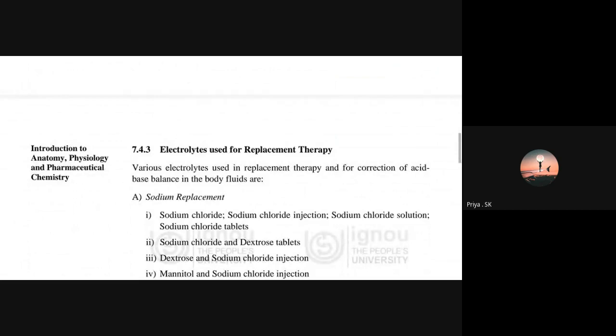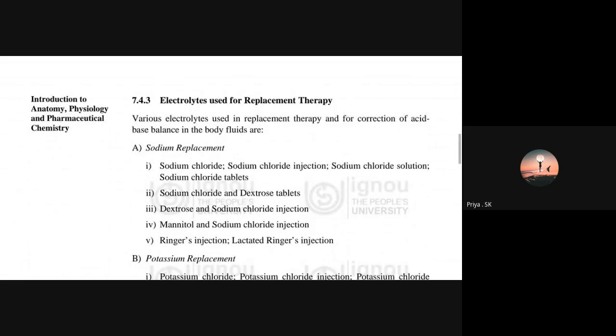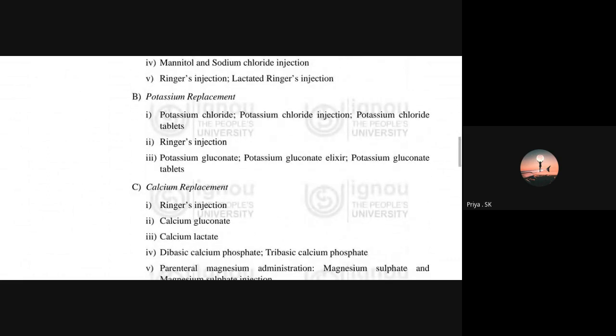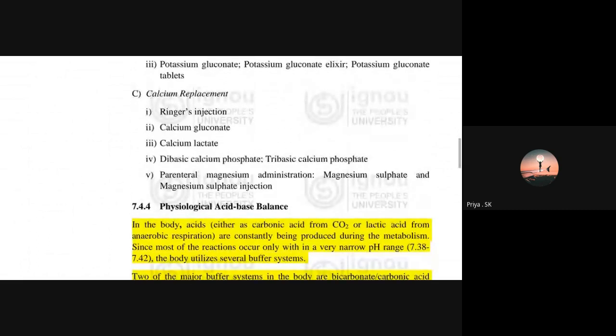Now, electrolytes used for replacement therapy, some examples are sodium replacement by different sodium compounds, or potassium replacement by some potassium compounds, calcium replacement by Ringer's injection or calcium gluconate and other compounds.